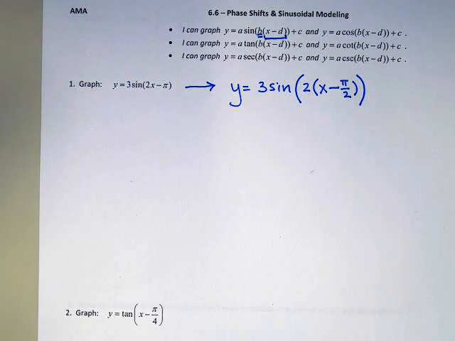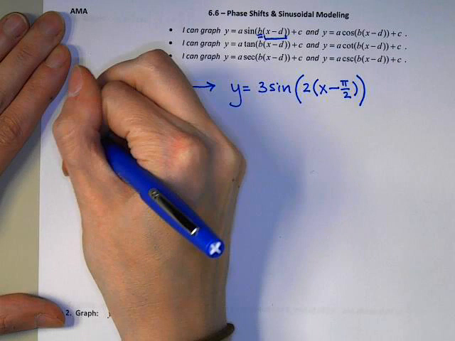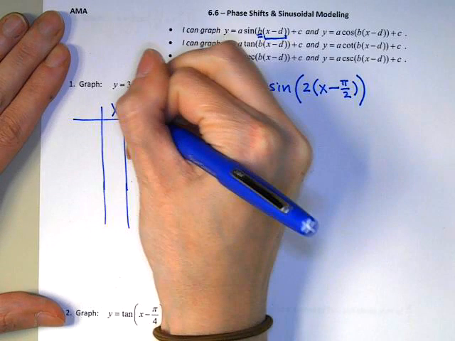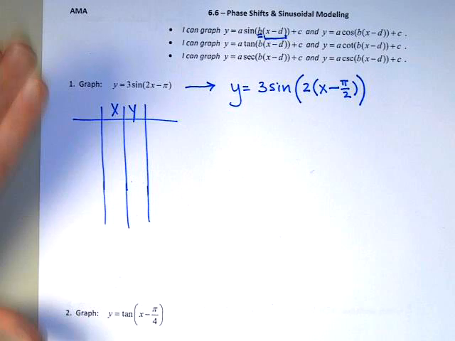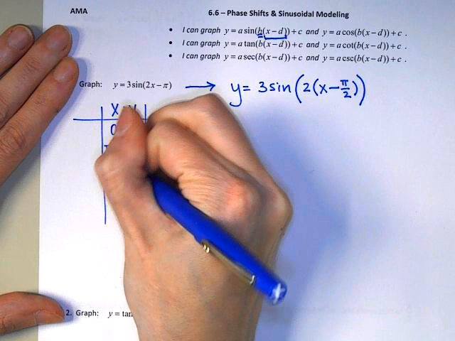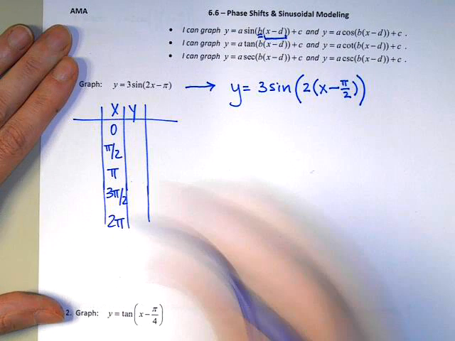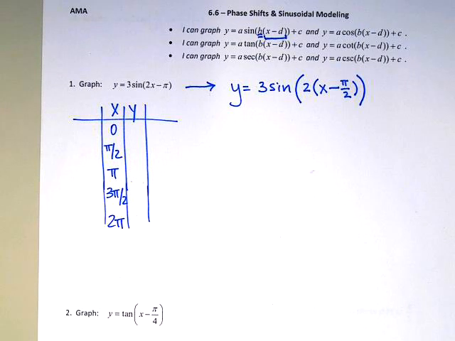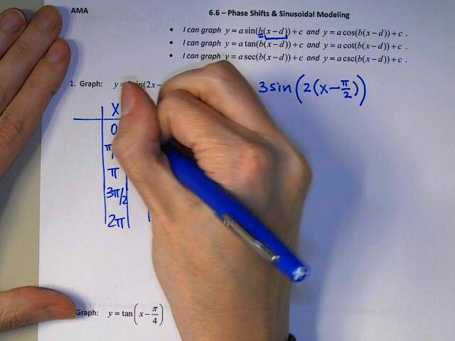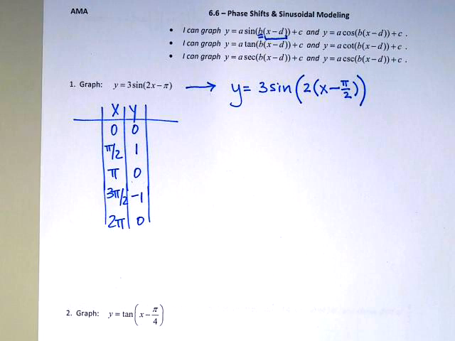Okay, now these are a pain in the butt. So let's make our 5 key points for sine. And then we'll apply our shifts. Okay, for sine, I like to use the 5 key points as 0, pi over 2, pi, 3 pi over 2, and 2 pi. And by now you guys should be so good with all your sine values. It's 0, 1, 0, negative 1, 0, if there's no shift.